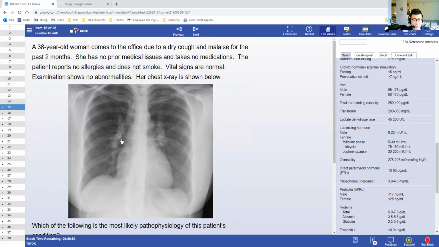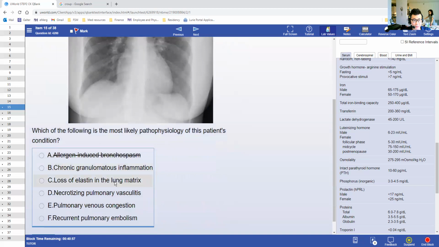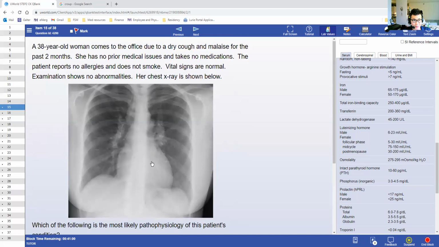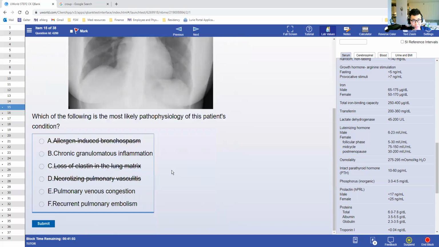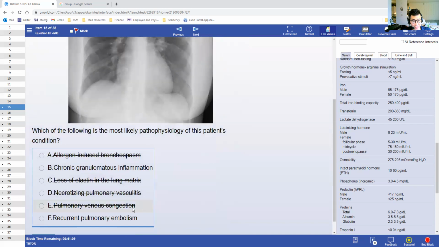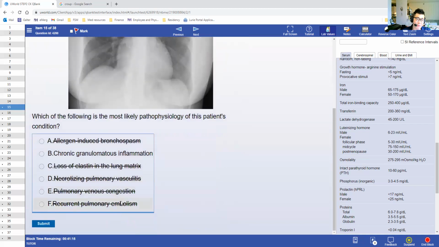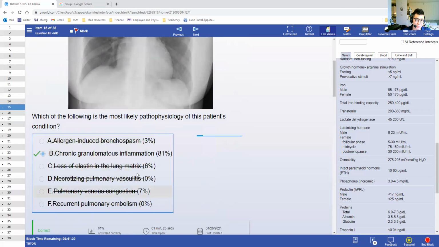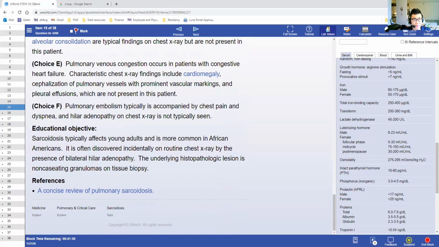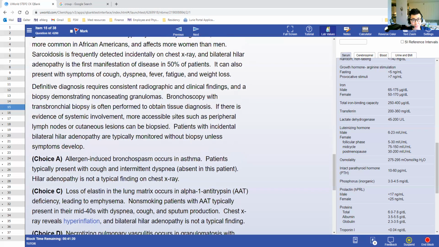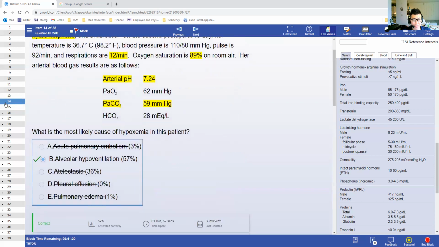But yeah, it doesn't look fibrotic. If anything, it looks hyperinflated. Necrotizing pulmonary vasculitis, no. Coughing up blood, no other symptoms. Pulmonary venous congestion, no heart failure. Recurrent PE. That wouldn't explain the adenopathy, and she's not really at any risk factors. Yeah, so I'm pretty sure this is sarcoid. Yeah, this is sarcoid. Not sure why I got that one wrong the first time. Maybe I was just being careless.